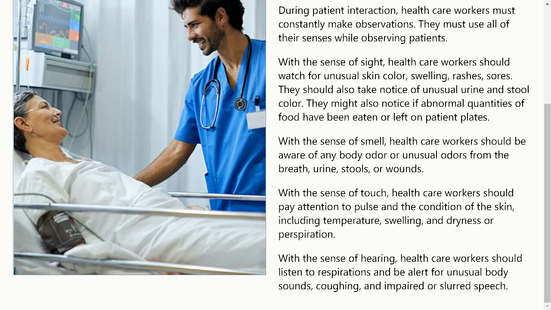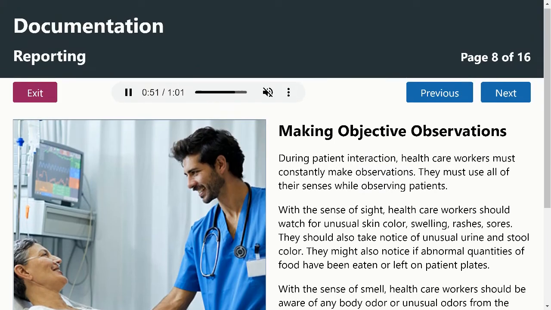With the sense of smell, healthcare workers should be aware of any body odor or unusual odors from the breath, urine, stools, or wounds. With the sense of touch, healthcare workers should pay attention to pulse and the condition of the skin, including temperature, swelling, dryness, or perspiration. With the sense of hearing, healthcare workers should listen to respirations and be alert for unusual body sounds, coughing, and impaired or slurred speech.